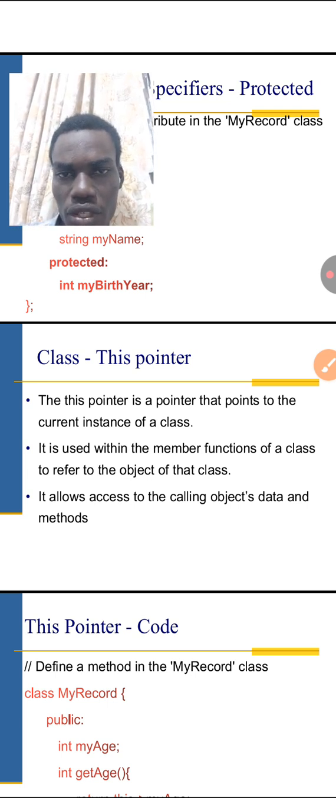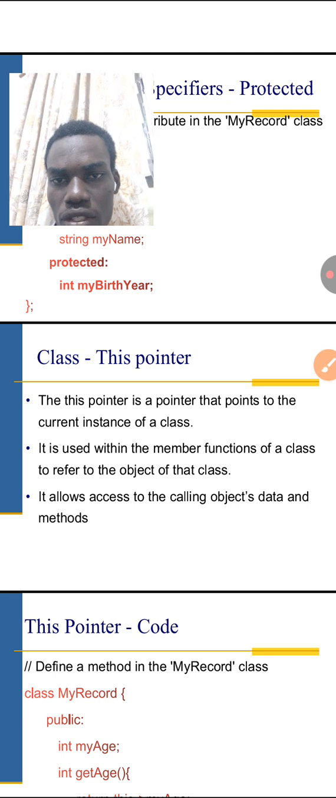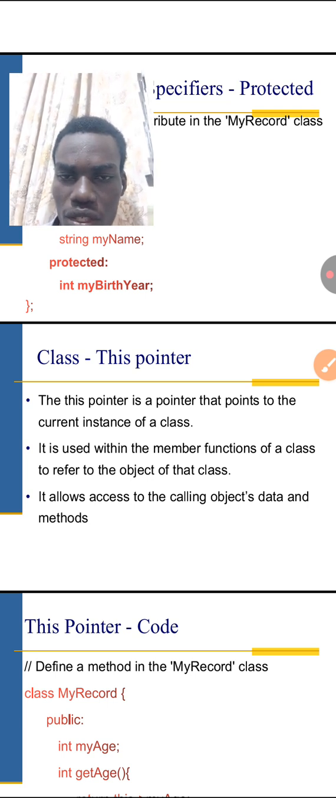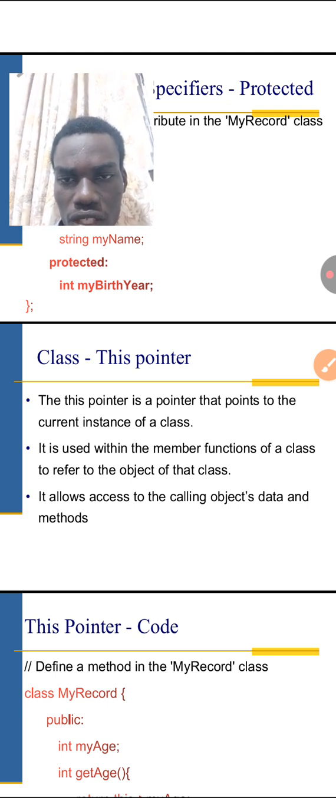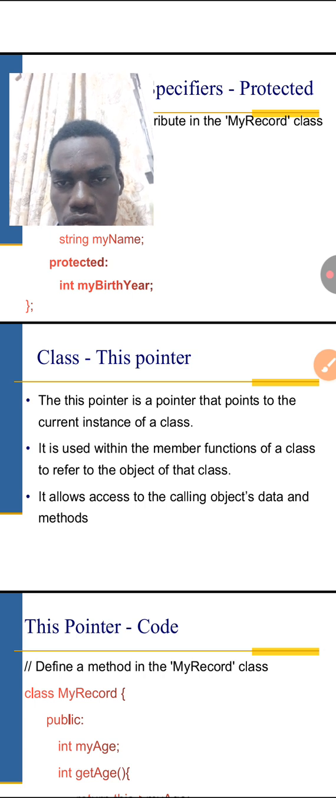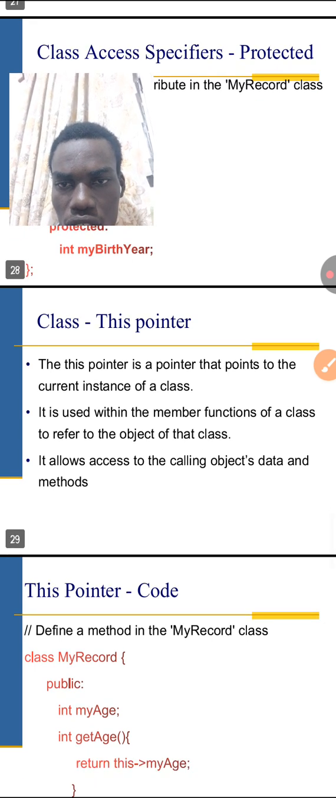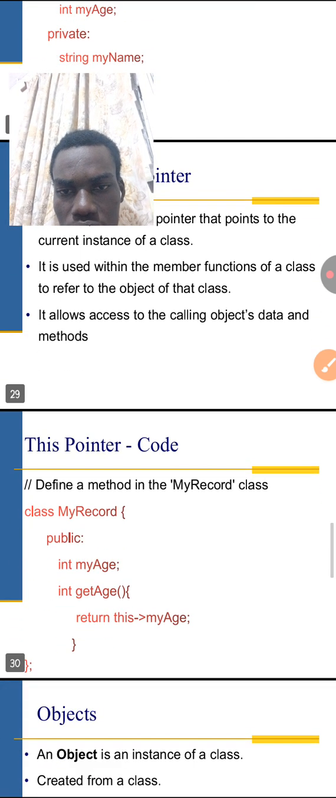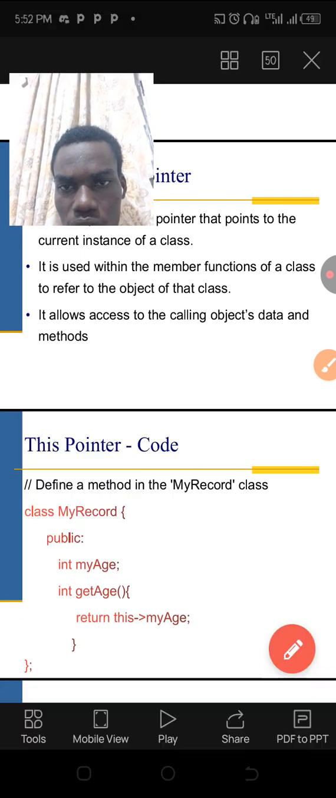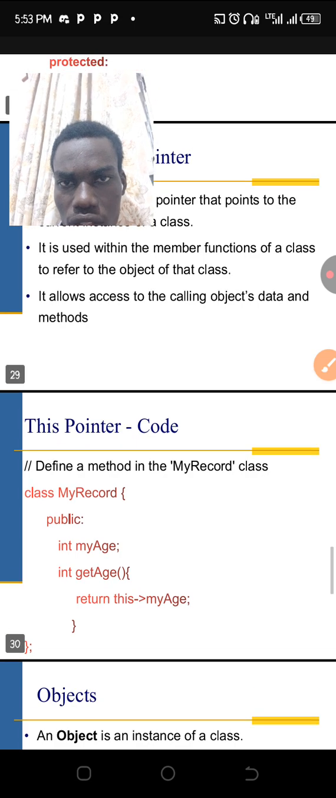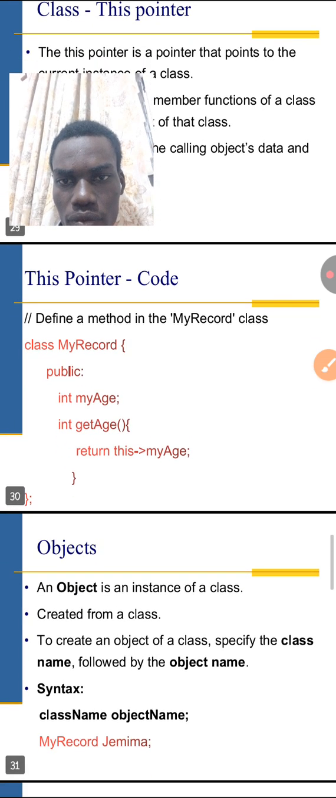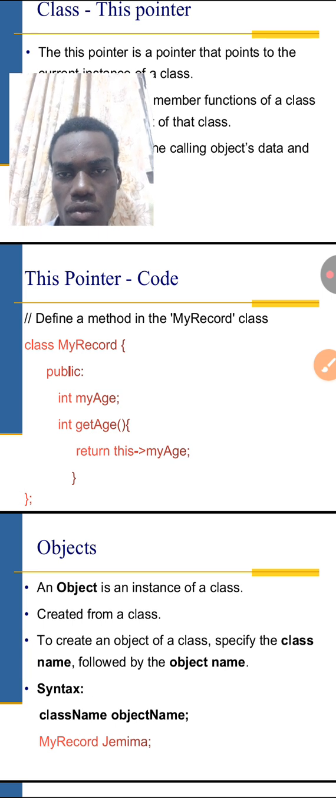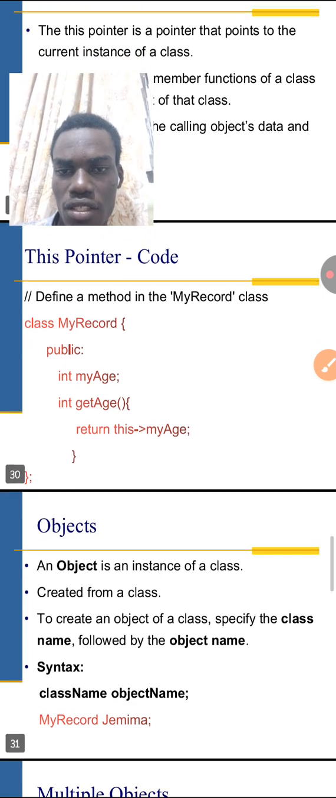The this pointer is a pointer that points to the current instance of a class. It is used in the member functions of classes to refer to the objects of that class. It allows access to the calling object's data and methods. So here's an example of the this pointer, which is pointing to return this, my class. So this is the this pointer.